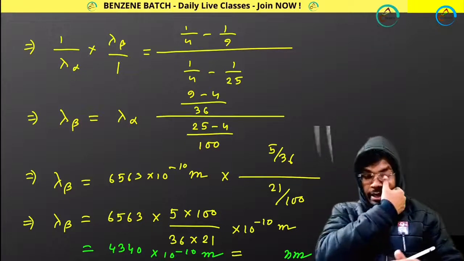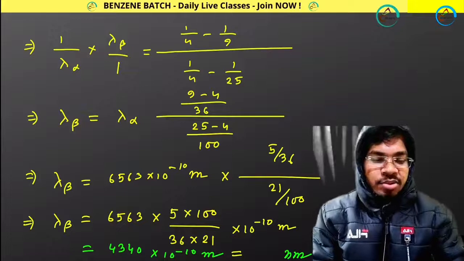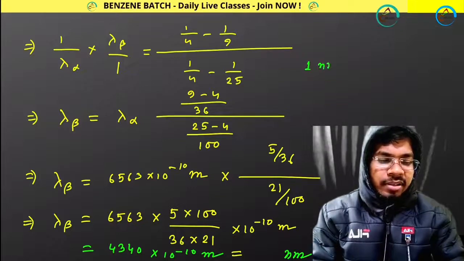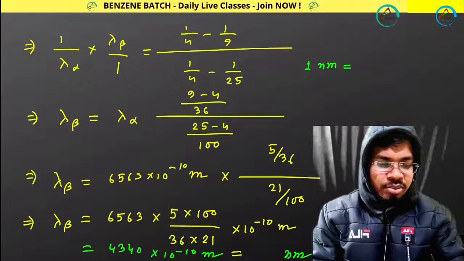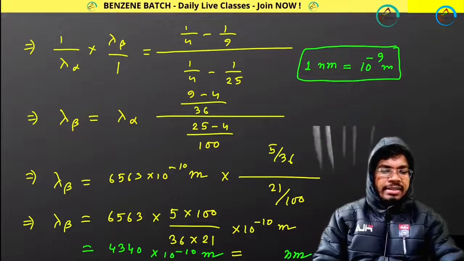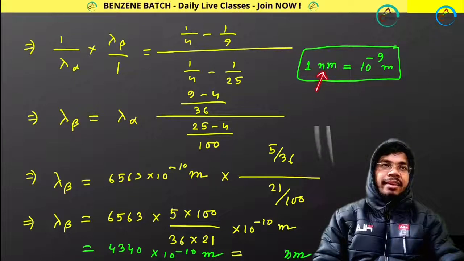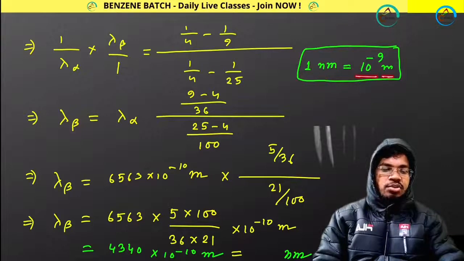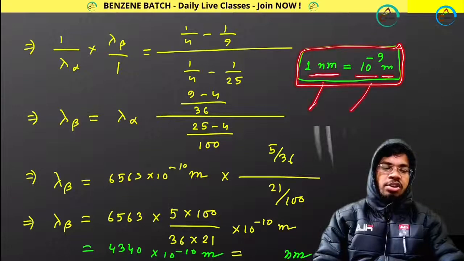Your value will depend on the relation between meter and nanometer. So guys, listen. 1 nanometer equals 10 to the power minus 9 meter. That is the important relation that you need to know. Why is that? Look at this: it is nano, and nano means 9. Nanometer, 9 meter. So 10 to the power minus 9 meter equals 1 nanometer. In this way you can remember this relation.